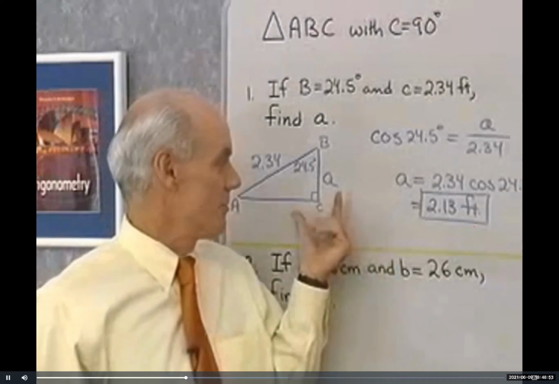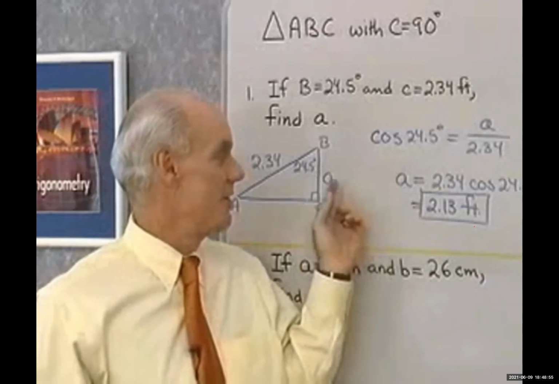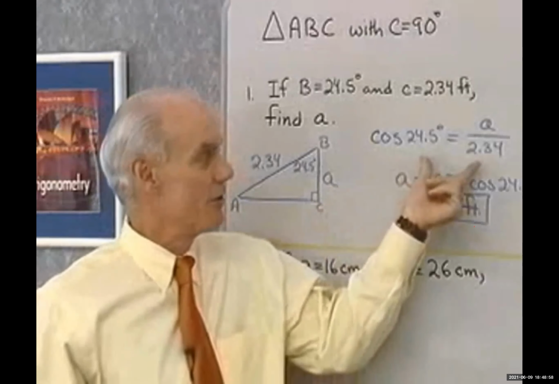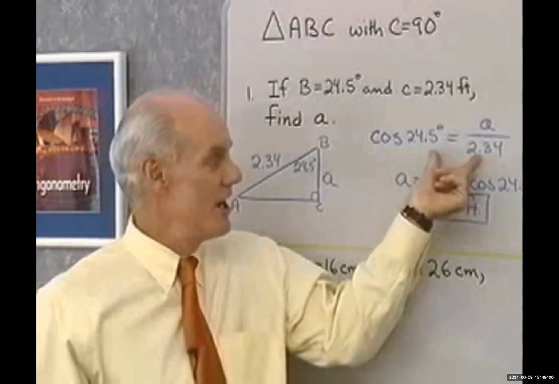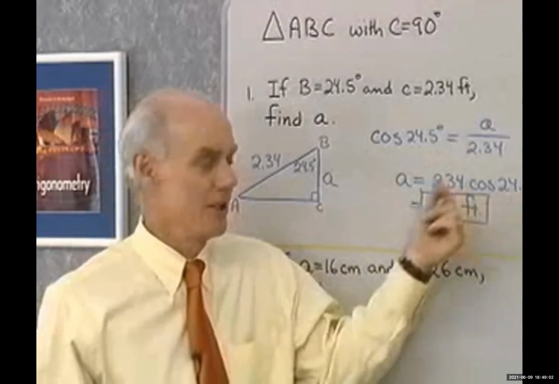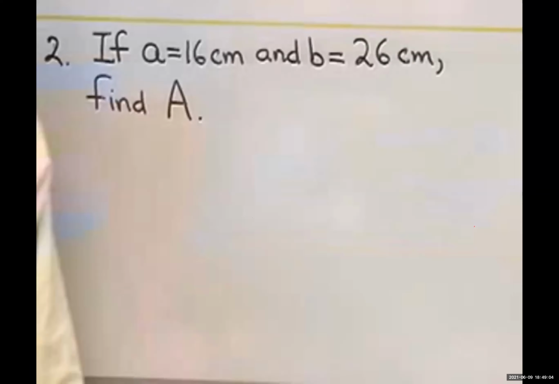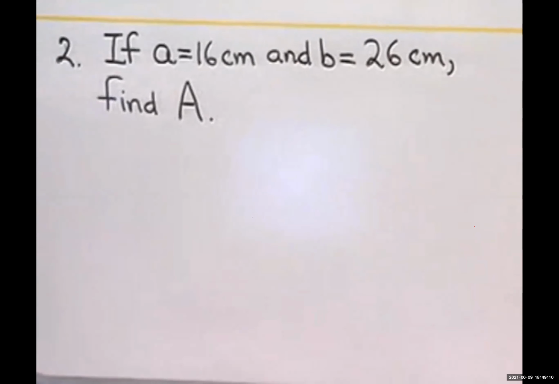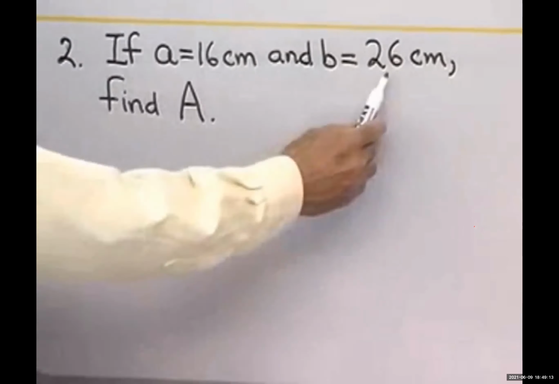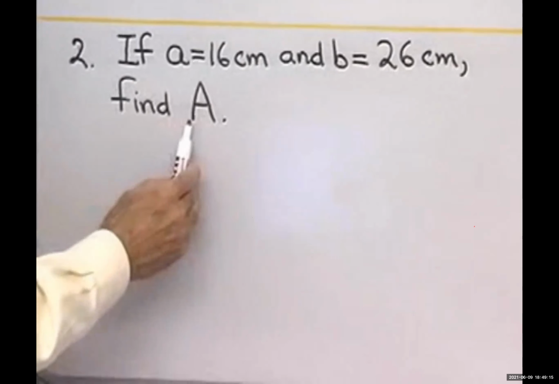So I just simply draw a diagram, I label the parts I'm given and the part I'm looking for, I look for a trigonometric function that relates all three, and the rest after that is algebra and a little calculator work. Here's another problem. This time I'm given side A is 16 centimeters, side B is 26 centimeters, and I want to find the measure of angle A.